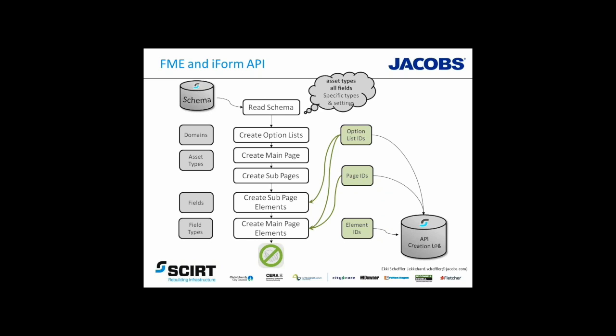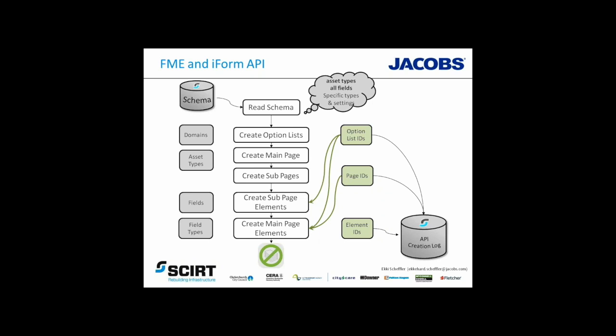So FME reads hundreds of different formats. It doesn't really matter where you save it or how you save it. And there's probably no news to those who've created a form through the API already. You've got to create your option lists, and then you create your main page and your sub pages, and then you go about creating your elements on your sub page and creating your elements on your main page. And when you create your option list, it returns the IDs of the option list, of course. And you create your pages, and you get the IDs of your pages back, and that feeds back into creating then the elements for the sub page and the main page.